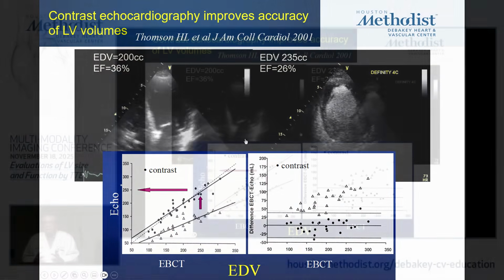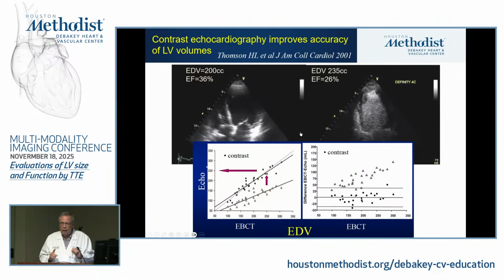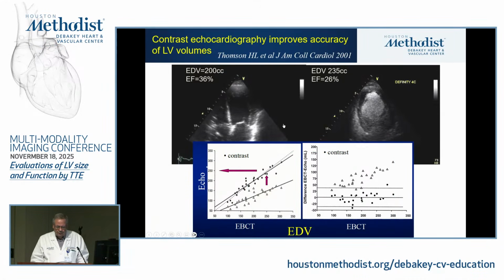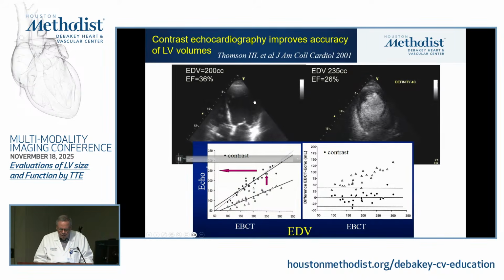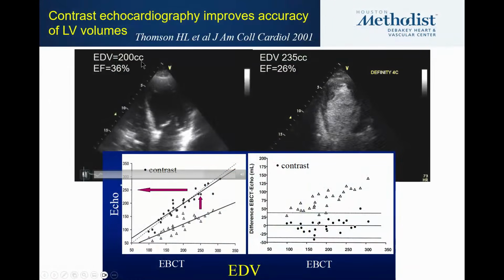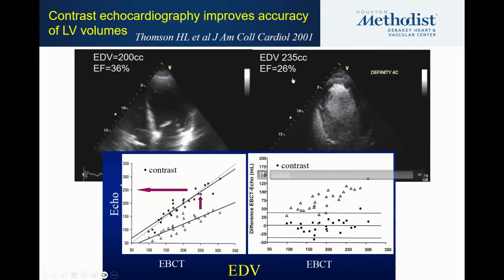Contrast really is helpful, because even when you have a nice quality image, because this is not really a terrible image, maybe a little bit of dropouts here. If you trace that, you get your volumes. In this case, we got an end-diastolic volume of 200 and an EF of 36. Okay, so yeah, it's a bad ventricle. It looks like a big ventricle. But look what happened when contrast was given. The ventricle became much bigger, 235, and the EF dropped.